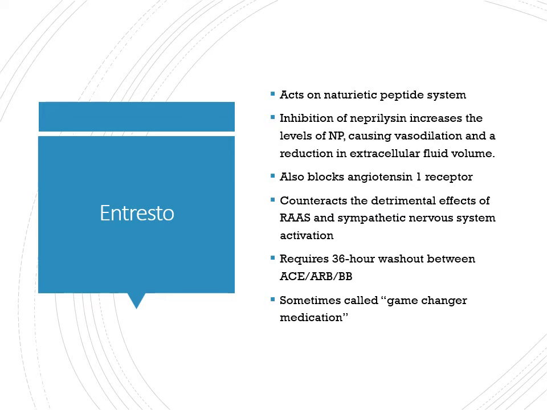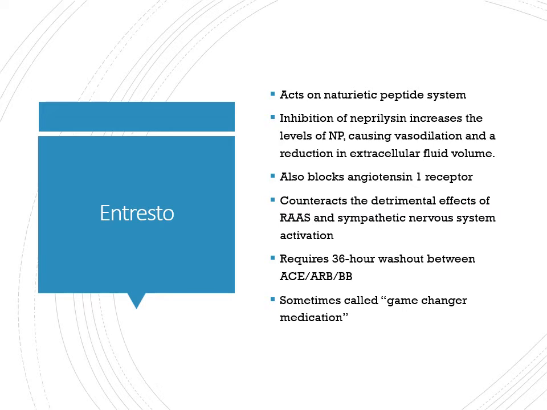So Entresto works on the natriuretic peptide system. And if you recall, that's comprised of 3 peptides: the atrial, or ANP, which is secreted in the atria, the BNP, or brain NP, which is secreted in the ventricles, and the C-type natriuretic peptide, which is secreted in the endothelial and renal cells, and these regulate blood pressure and fluid homeostasis.